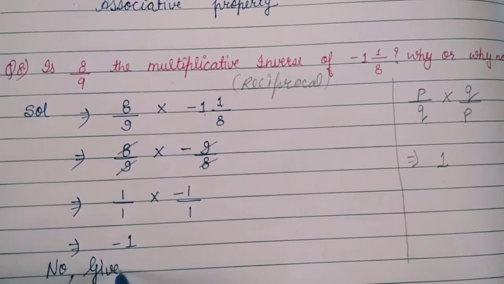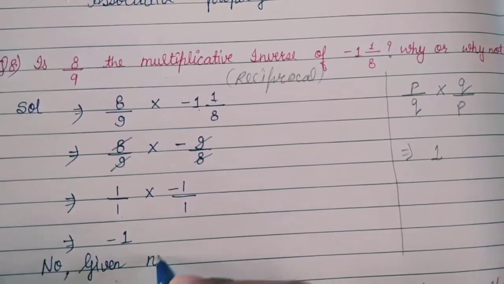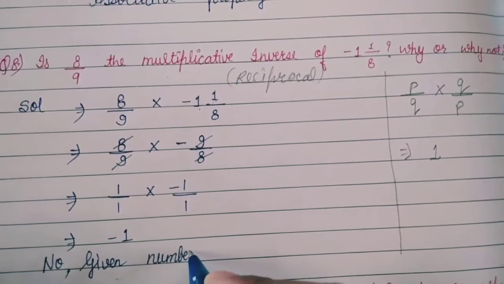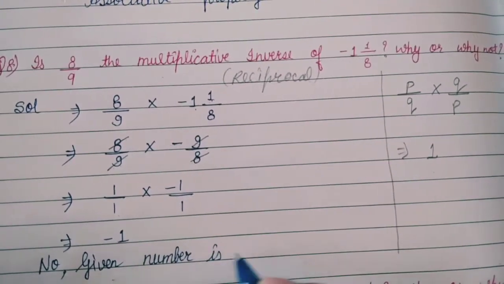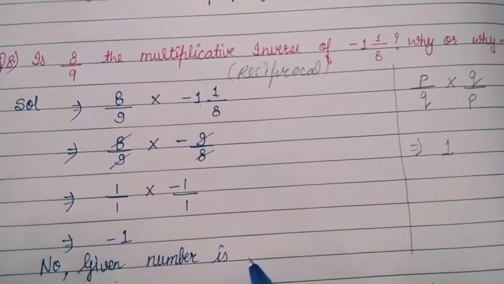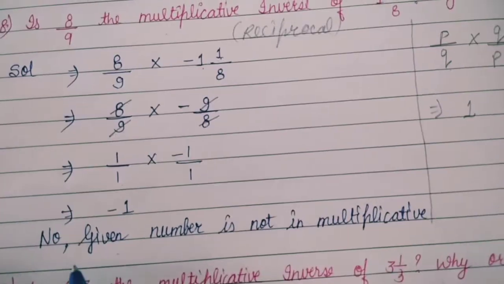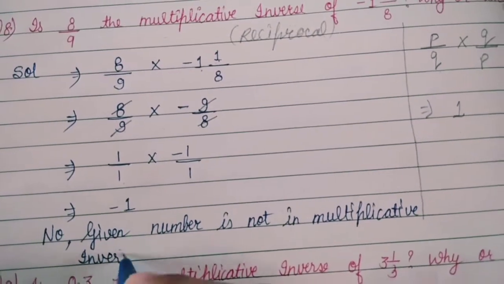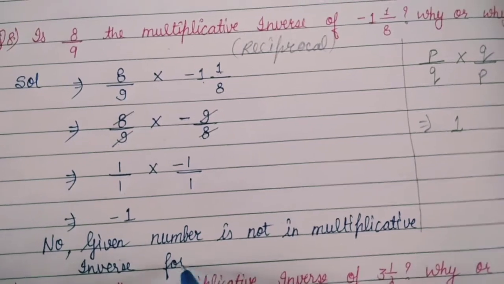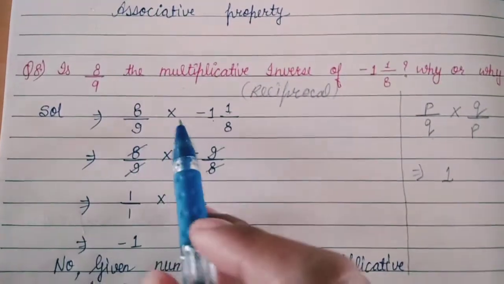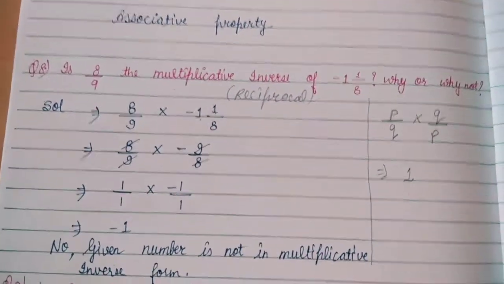the given numbers are not in multiplicative inverse form. Whatever numbers are given, which are 8 upon 9 and minus 1 1 upon 8, are not in multiplicative inverse form.